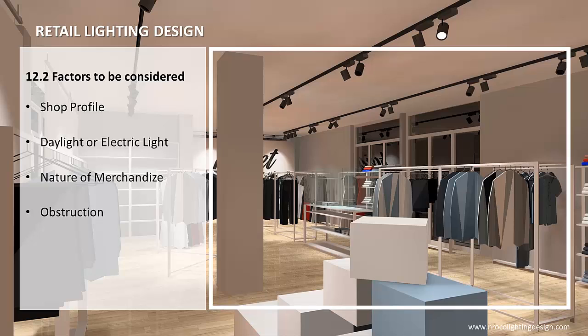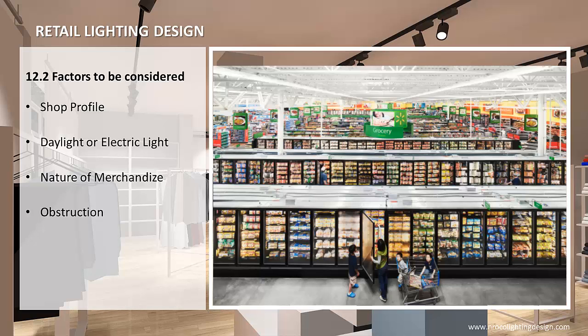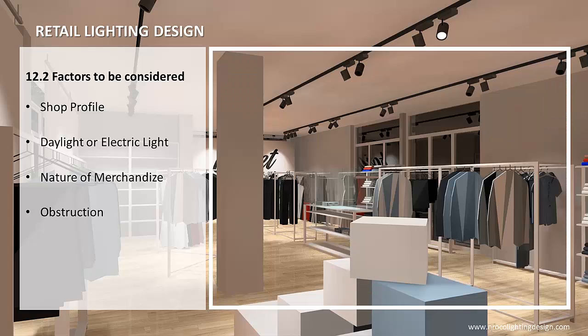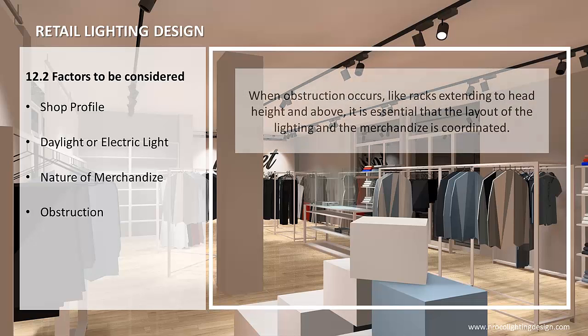Chapter 12.2.4 Obstruction. Some stores, such as do-it-yourself stores, have more in common with warehouses than shops. The store is divided into a large number of aisles, and the merchandise is displayed in racks extending to head height and above. Where obstruction occurs, it is essential that the layout of the lighting and the merchandise is coordinated.